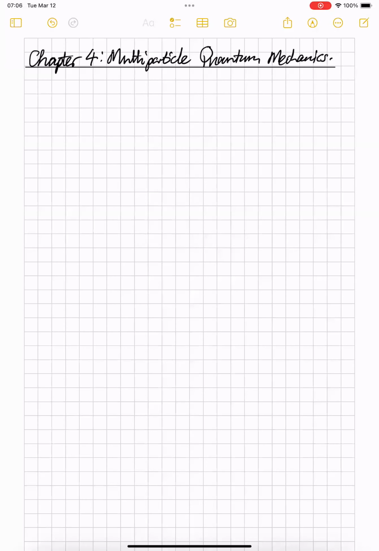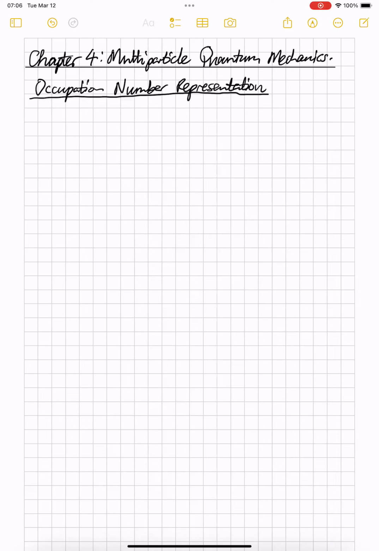Okay, so we are now ready to develop the occupation number representation. And what I'm going to do is develop this by giving you some examples, and then we'll infer the general rule from the examples.